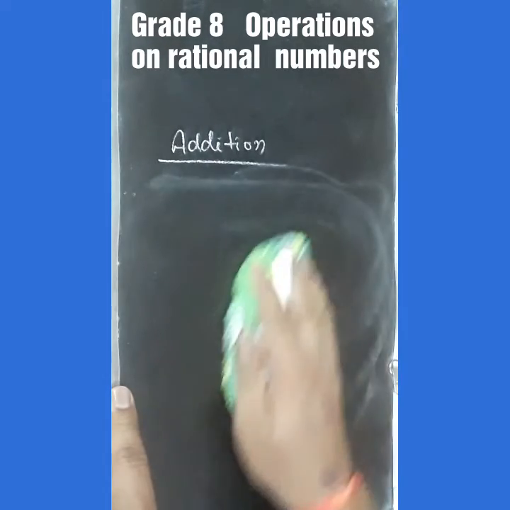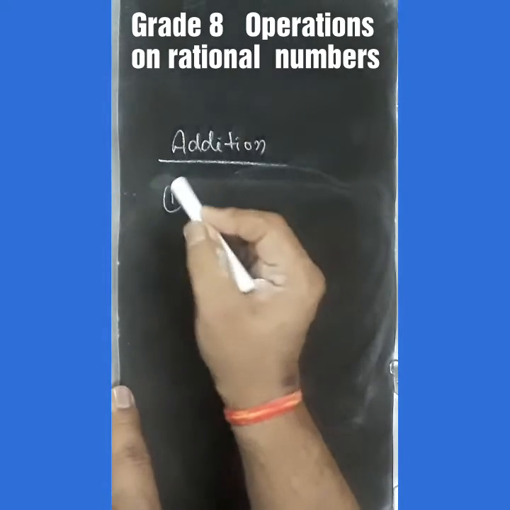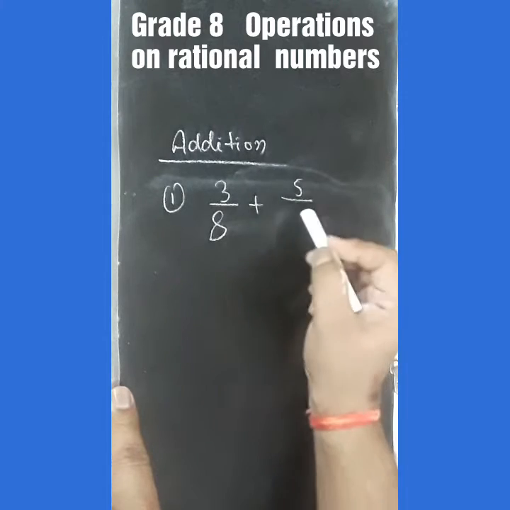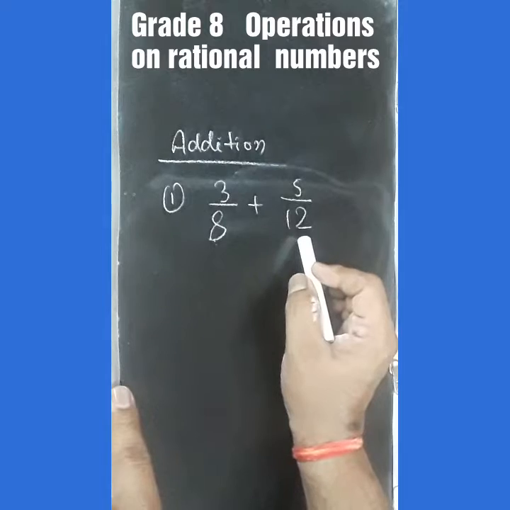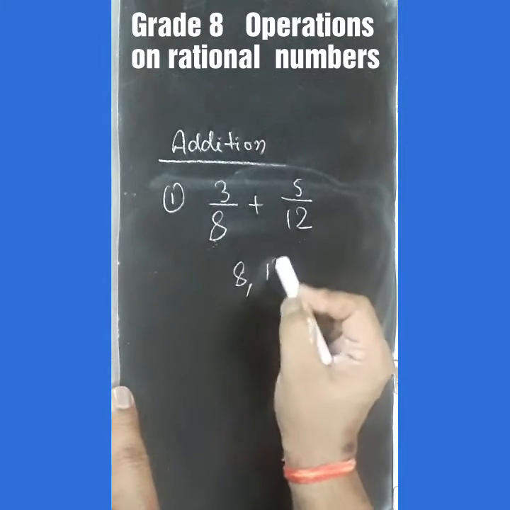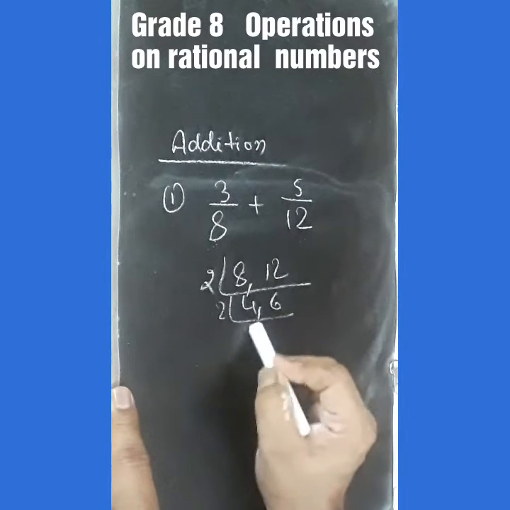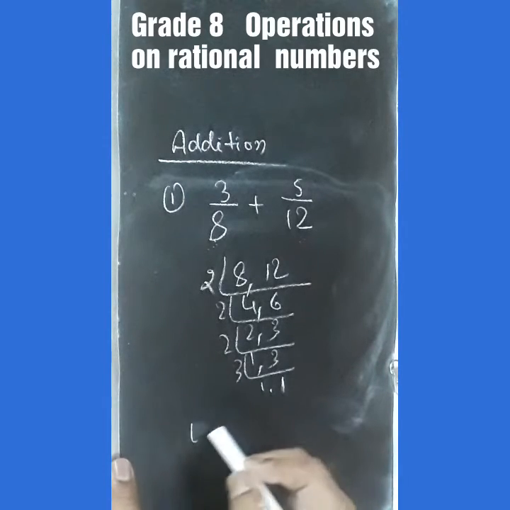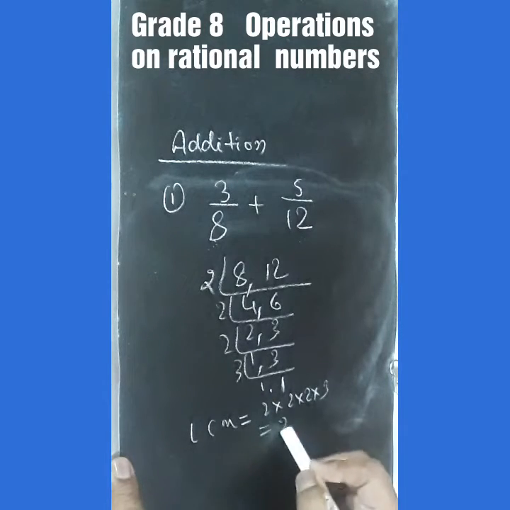Now we are going to take an example with different denominators, rational numbers with different denominators. Suppose we have 3 upon 8 and 5 upon 12. To add these two rational numbers with different denominators, first we have to find the LCM of their denominators. 8 and 12, we will find their LCM first. 4, 6, 2, 2, 3, 2, 1, 3, by 3 we get 1. Now our LCM is 2 into 2 into 2 into 3, that is 24.